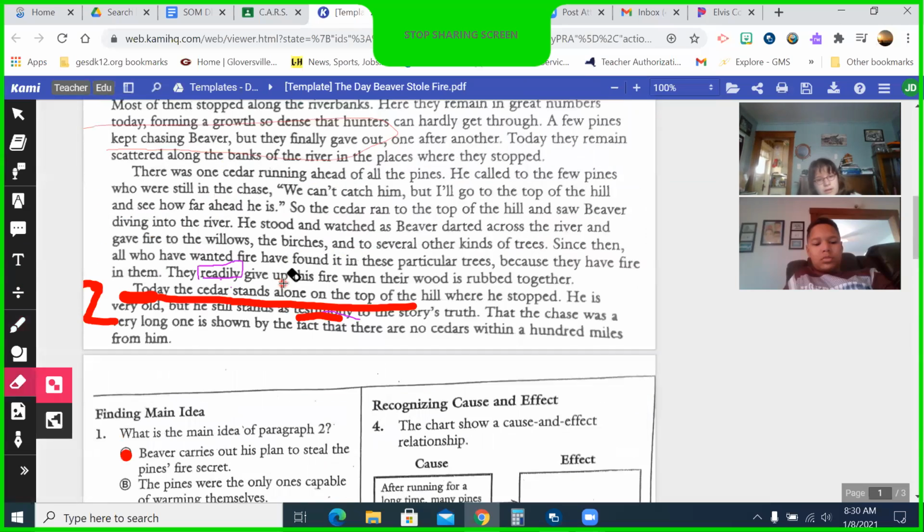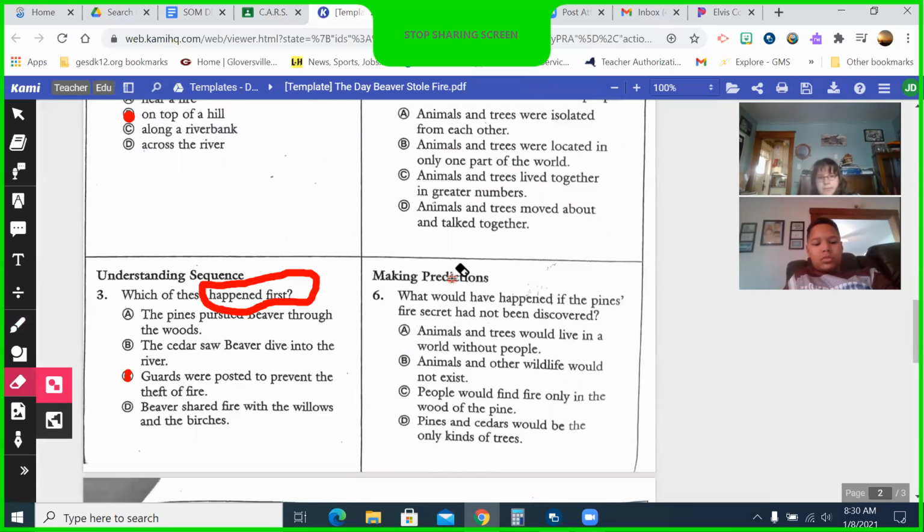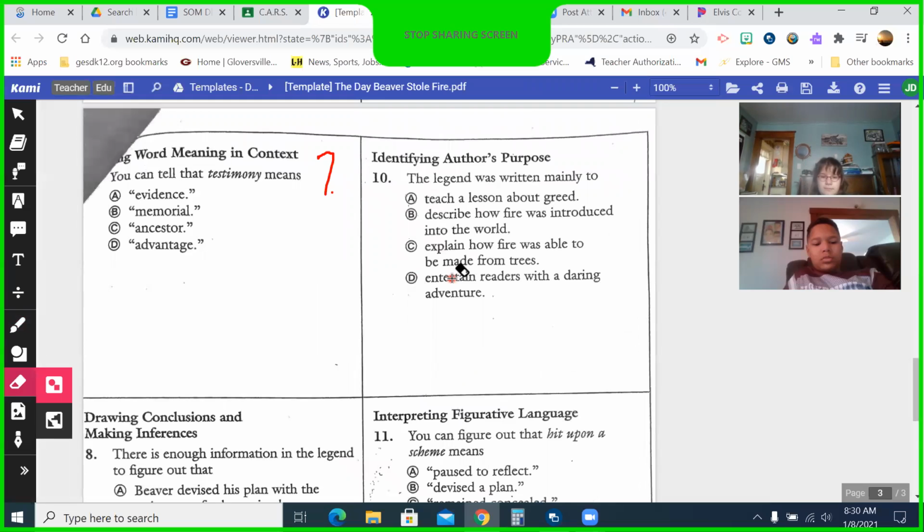evidence to the story's truth. He still stands as memorial to the story's truth, that one might make sense. He still stands as an ancestor. He still stands as an advantage to the story's truth. So it's between evidence and memorial.